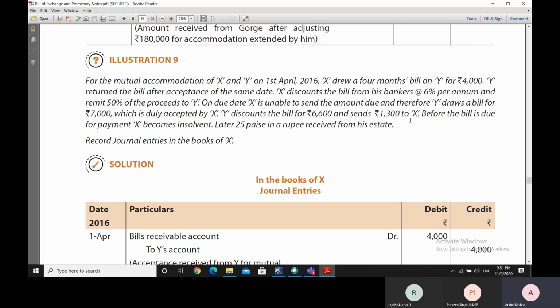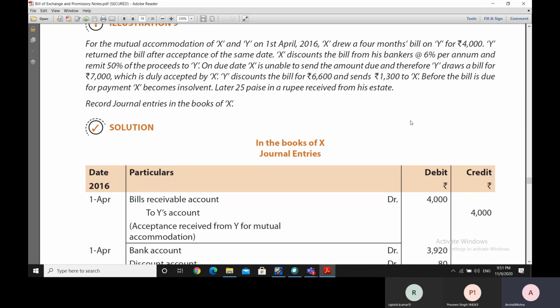So we have to record the journal entries in this case in the books of X. So therefore, first thing is that in case of the first accommodation bill, X will debit the bill receivable account for 4,000 rupees and credit Y's account because Y has accepted that bill. X has drawn a 4 months bill on Y and Y has accepted the bill.